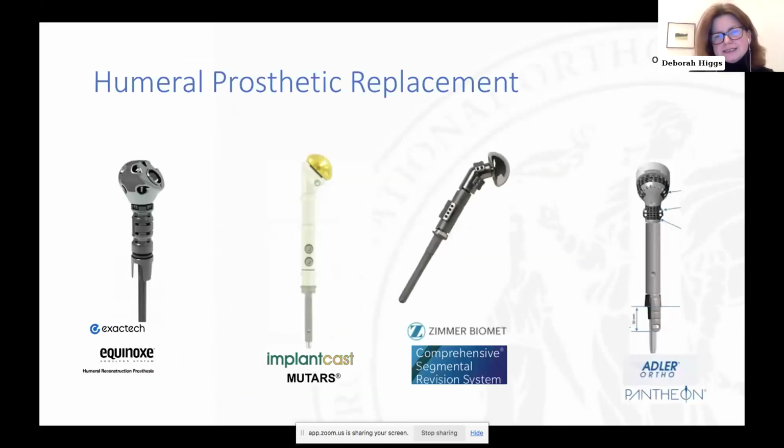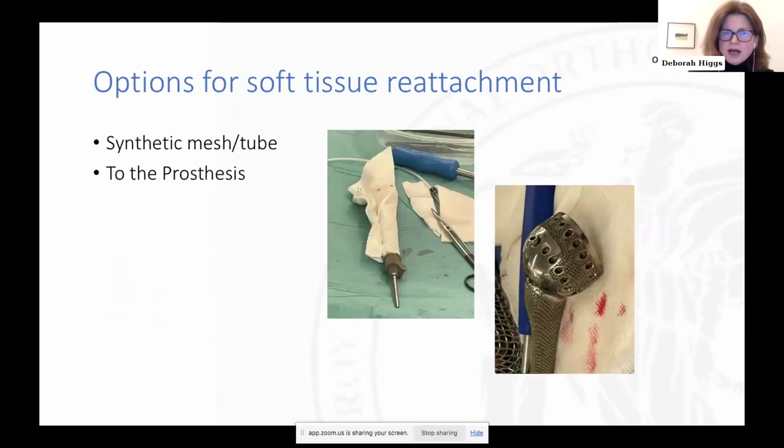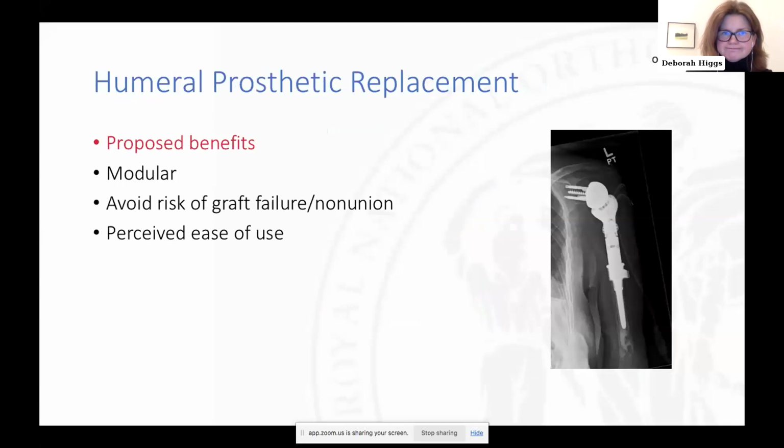If we look to replacing your bone with metal, there are several options available on the market from various companies. In terms of how you opt to reattach your soft tissues, an element of it is determined by which prosthesis you're going to use. There are synthetic meshes available, although the literature would suggest there's no change in outcome in terms of range of motion whether you use a mesh or not, or you can directly attach your soft tissues to the prosthesis, either through holes which are already in the implant, or several systems have soft tissue augments which you can attach.